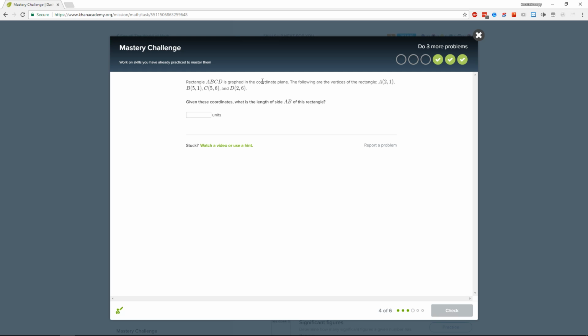A rectangle is... given these coordinates, what's the length of AB? 3.